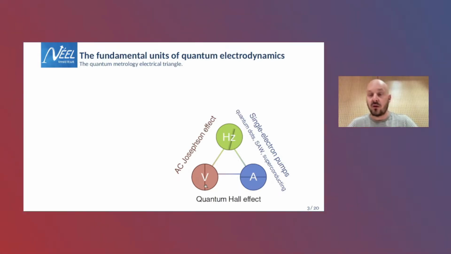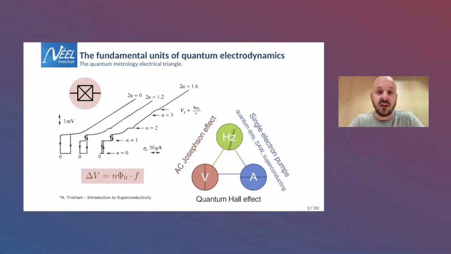There already exist at the metrological level 2 legs that are covered. You probably know that voltage and current are linked via the quantum Hall effect, the quantum resistance. In the integral quantum Hall effect, there are very nice, very flat plateaus, so you can really link voltage and current very accurately.